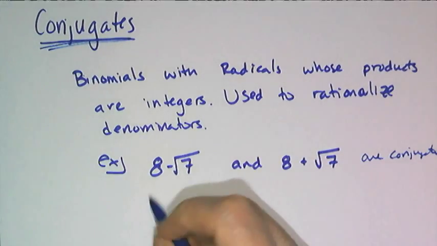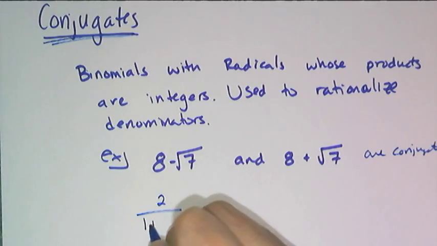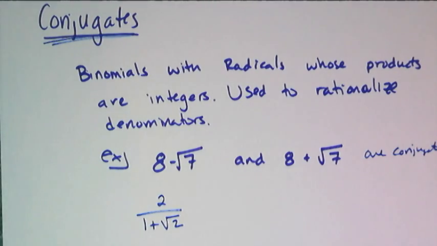We like to use these when I have to simplify something like 2 over 1 plus the square root of 2. I can't just multiply it by root 2 over root 2 to rationalize a denominator.